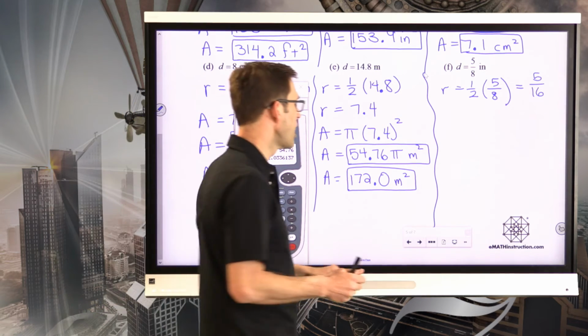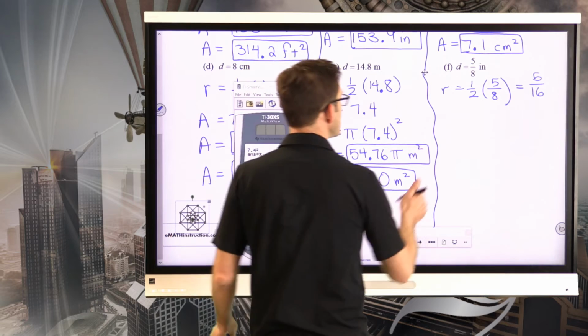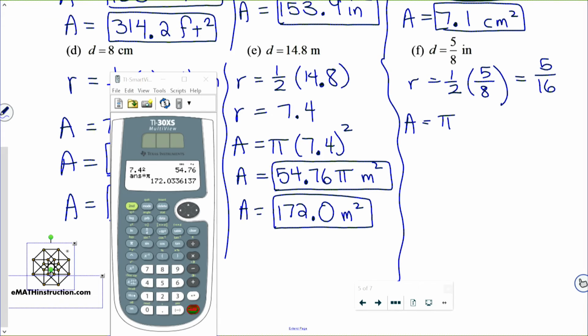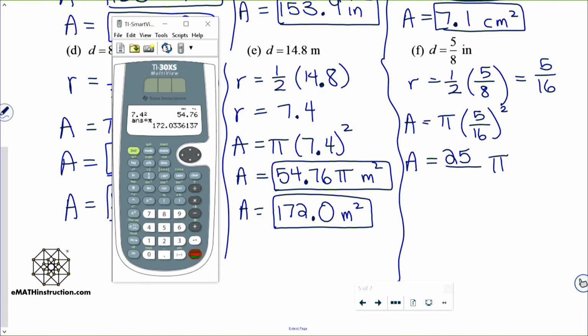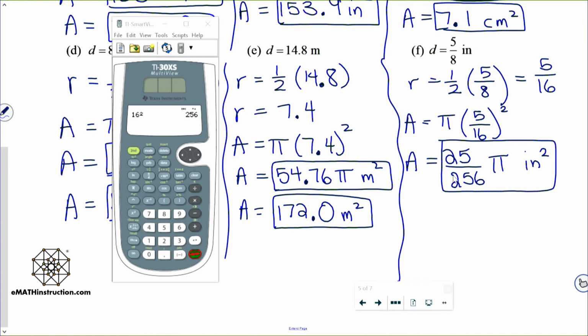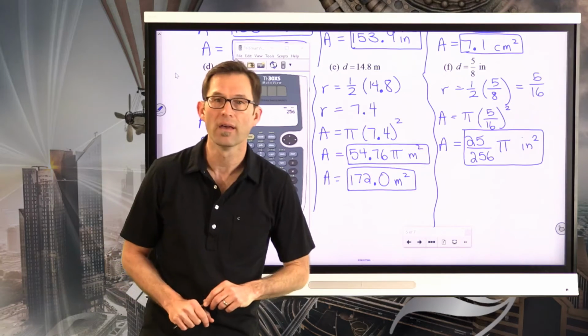All right, now let's plug it into the area formula. Let me get rid of this. I think I'm definitely going to need that space. So my area is now pi times 5/16 squared. Now remember, when I square a fraction, I square the top. Actually, I'll put the pi out here. I square the top, which is going to be 25, and I square the bottom. Now 16 squared, that might be a perfect square you don't know. And if it's not one that you know, you just plug it into your calculator and you find it. So in its exact form, the area is 25 divided by 256 times pi square inches.